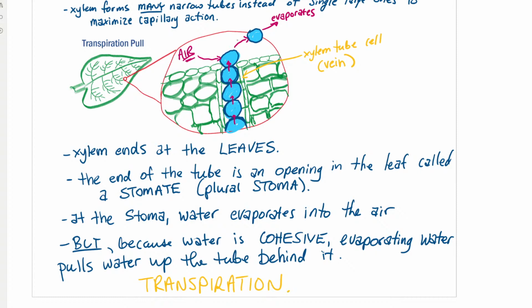water evaporates because it's coming into contact with the air. But as water evaporates, because it is cohesive, it pulls on the molecule behind it, lifting it up to the top. And when that molecule evaporates, it pulls the one behind it, which pulls the one behind it, and so on and so forth. And this pulls the column of water up. And we call this transpiration, and this is transpiration pull.